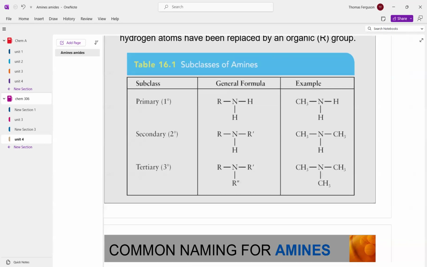So, like alcohols, which have primary, secondary, tertiary, same with amines. We have primary, secondary, tertiary. And it has to do with, just like with alcohols, how many hydrogens are there? Two hydrogens with an alcohol is primary, two hydrogens with an amine is primary. And then none. It's the same thing. And you need to be able to identify, is this a primary, secondary, etc.